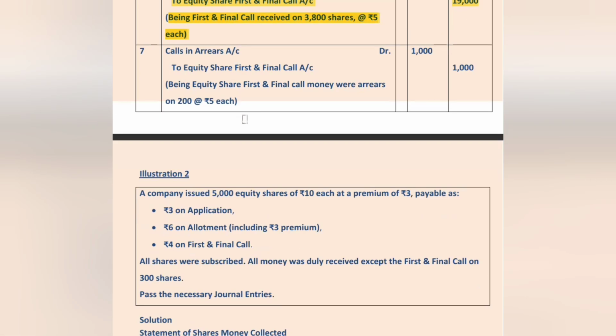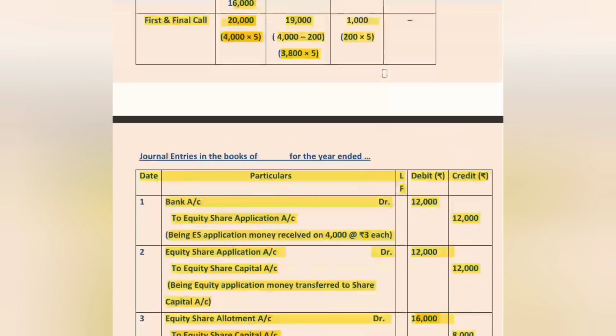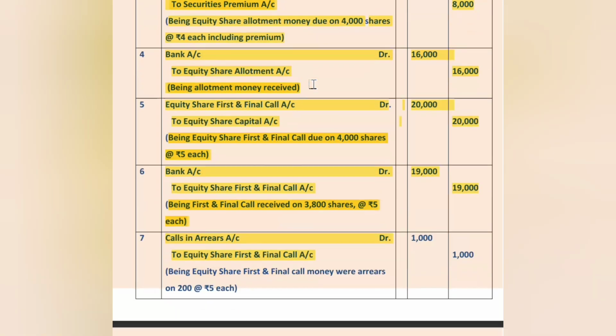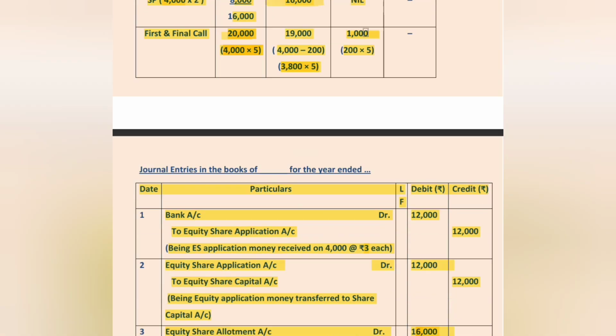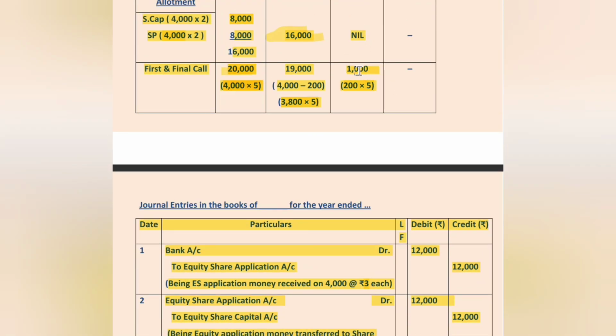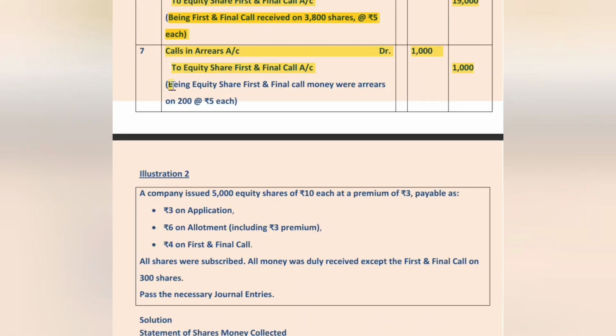At last, the final entry is the calls in arrears entry, right? Calls in arrears account debit to which call? The first and final call, so equity share first and final call account. How much is arrears? 1,000. Being equity share first and final call money was in arrears on 200 shares at rupees 5 per share. Like that you have to solve the question.